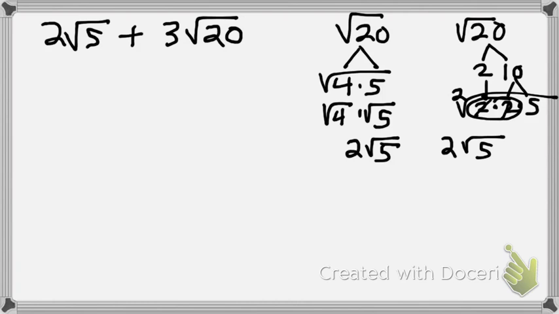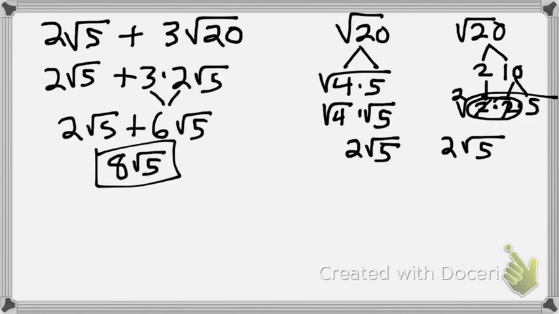So notice it doesn't really matter which way you do it, you're going to end up with 2 radical 5. So we plug that back in. Now we have 2 radical 5 plus 3 times 2 radical 5, or 2 radical 5 plus 6 radical 5, which gives us 8 radical 5.